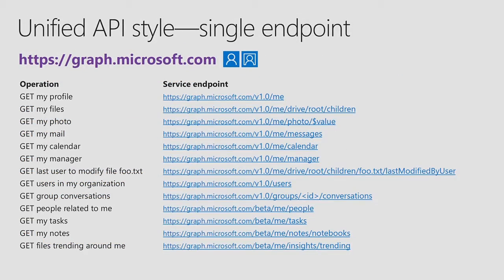And now with the graph, things get much more uniform. Okay. So we can get to everything from the user to their photos, to their mail, to their notes, to their OneDrive items, all in a very predictable manner.